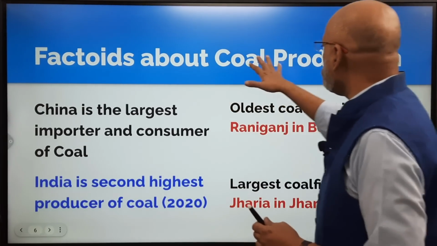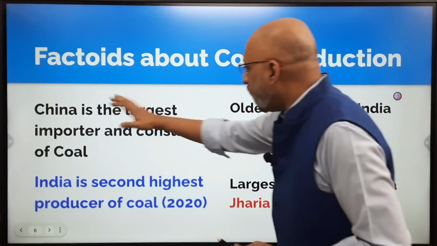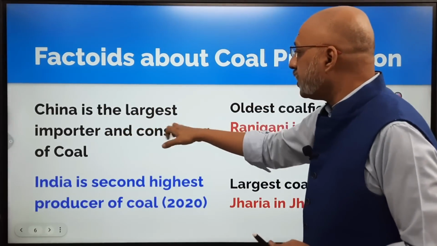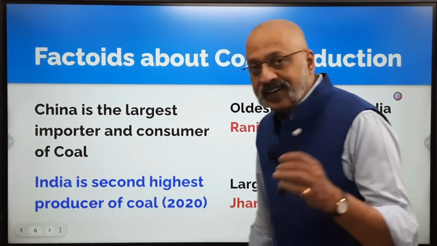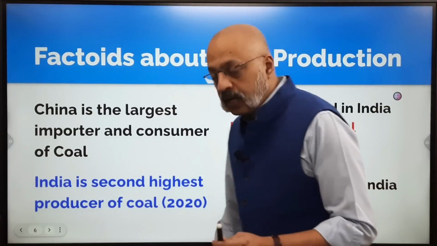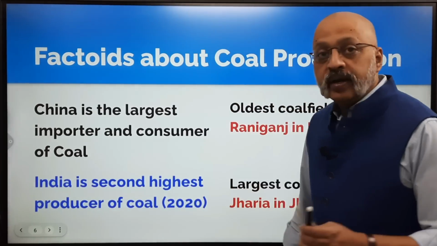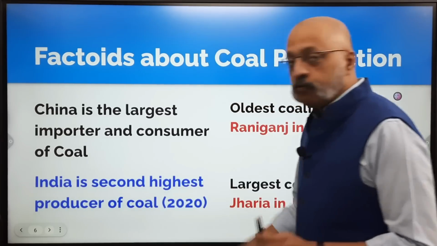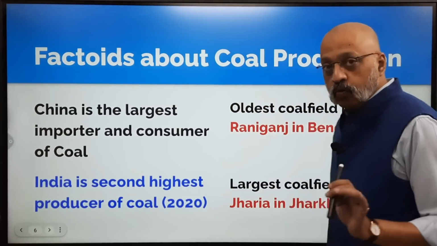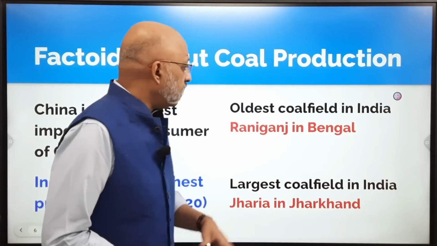Now, factoids about coal production you need to know. China is the largest importer and consumer of coal. Okay, this is important. In your textbooks India has been put at number 3, but I checked, and according to the 2020 statistics, India is the second highest producer of coal. So I will go with the actual research that I have done.